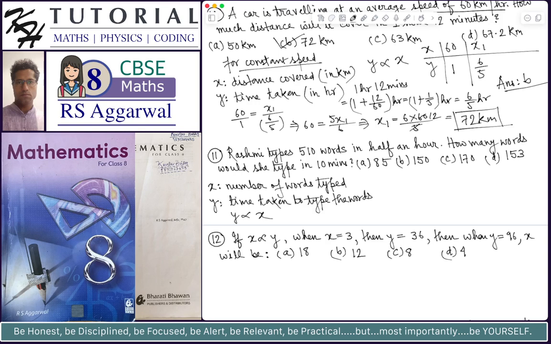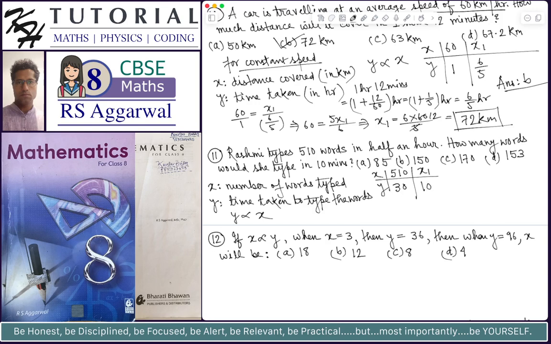More is the number of words, more the time Rashmi will take, because she is typing at a constant typing speed. Okay, so now let's create the table x, y. It is given that 510 words are typed in half an hour. Half an hour you can consider as 30 minutes. Now it is asking how many words would she type in 10 minutes. So let us assume x1 words is typed in 10 minutes.